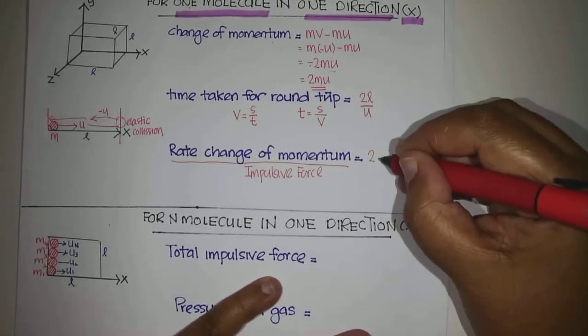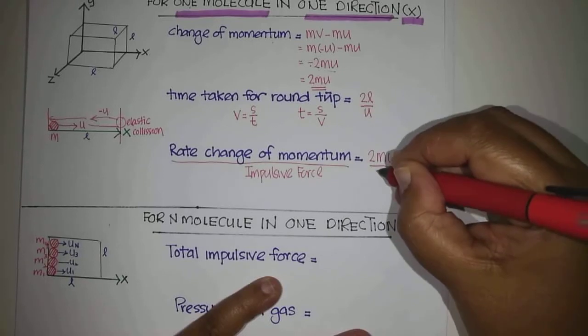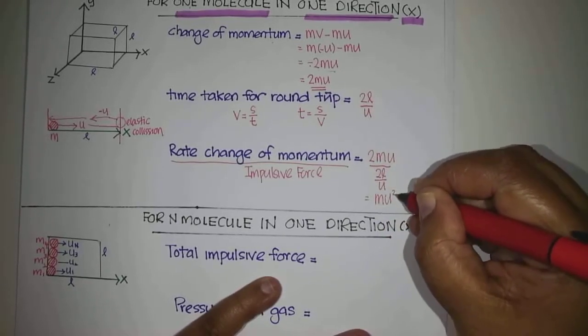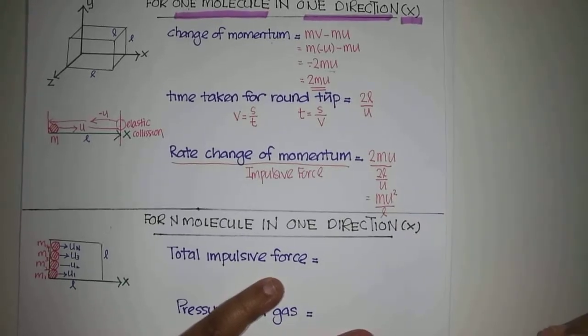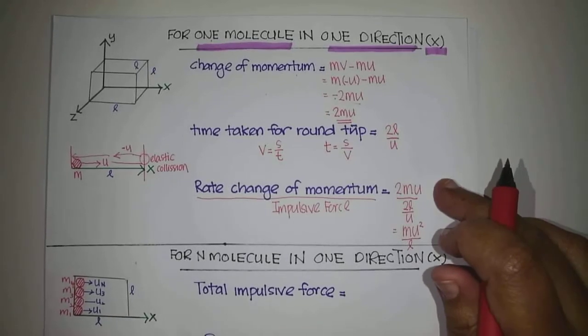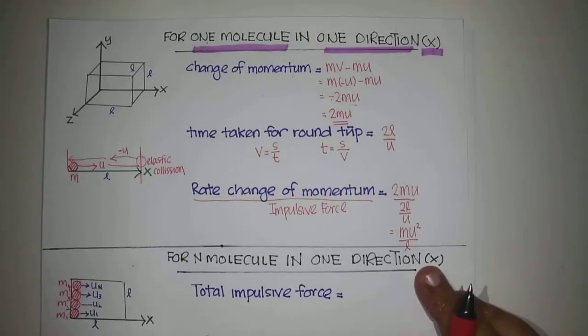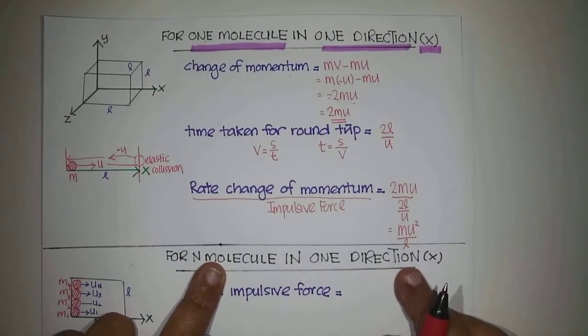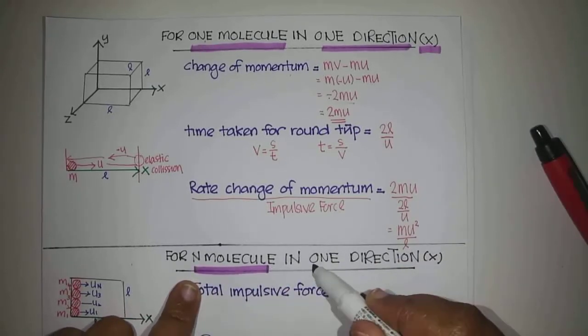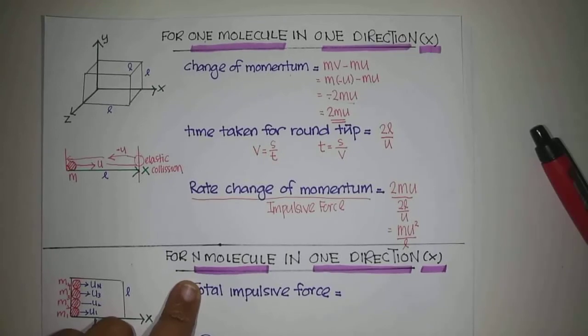So you will have 2mu over 2L over u, and then you will get mu squared over L. So we already finished the first stage. Now we're going to look at N molecules in one direction, which is x.